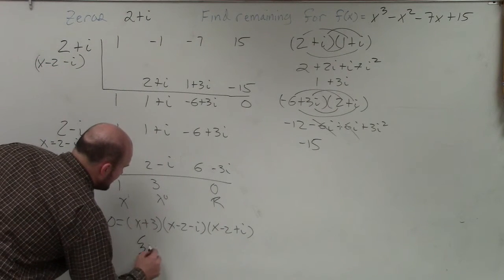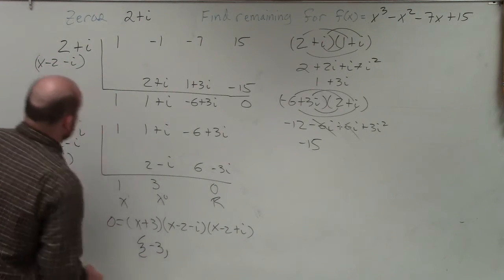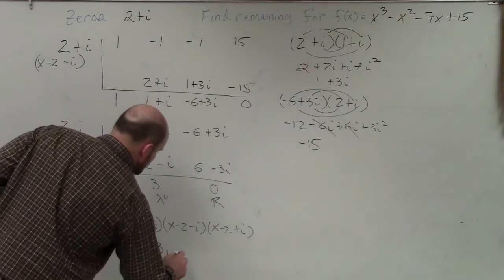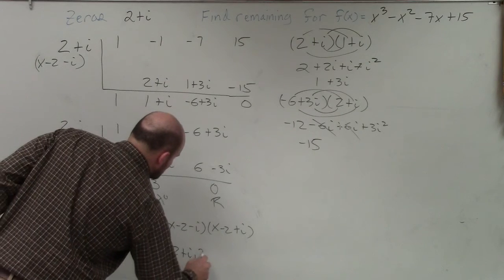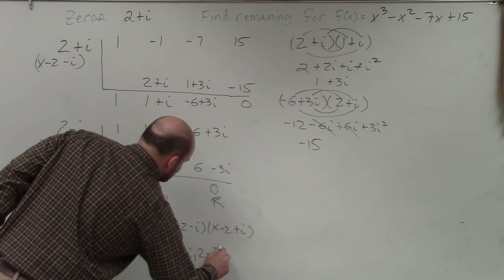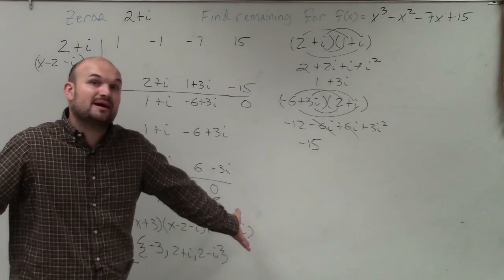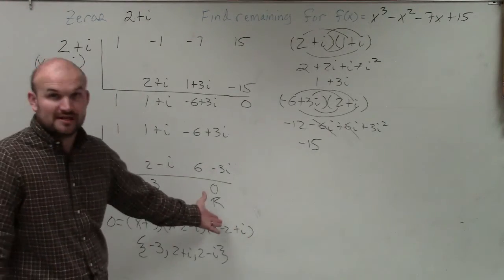Well, I can go ahead and write this out. I know my real zero is -3, and the other zeros are actually listed for us, so I'm just going to list those here. So that would be 2 plus i times 2 minus i. Now, the reason why I wrote them out in factor form is, one, they might ask you to write them out as linear factors.